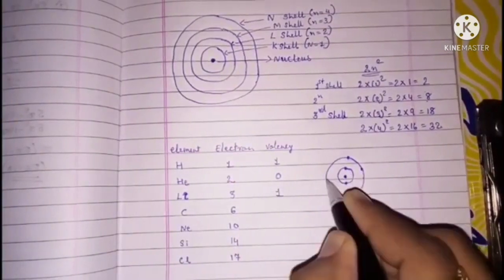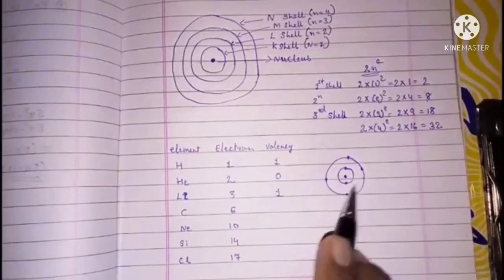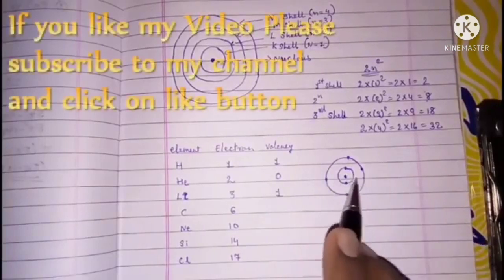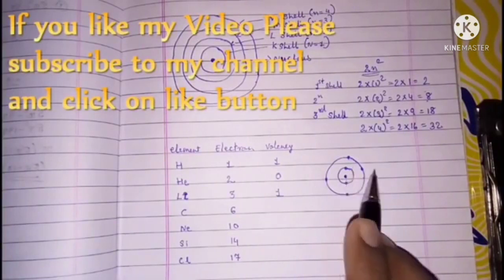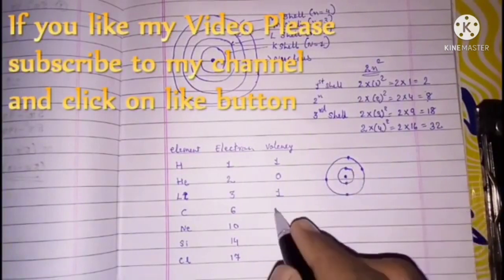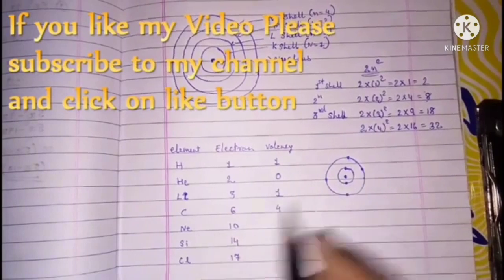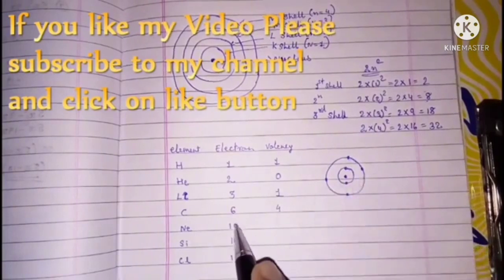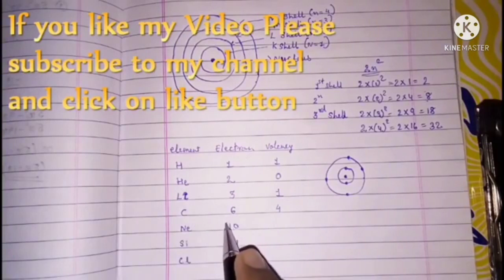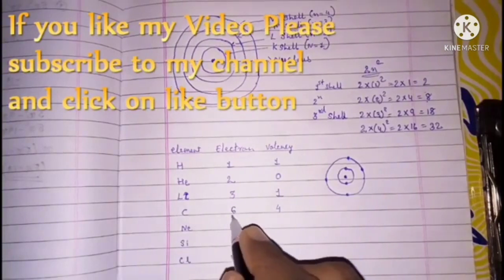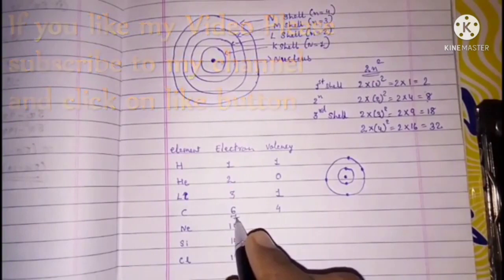It has to gain 7 electrons, or it has to lose 1 electron. Gaining 7 electrons is much tougher compared to losing this 1 electron. So lithium will lose 1 electron and its valency becomes 1.